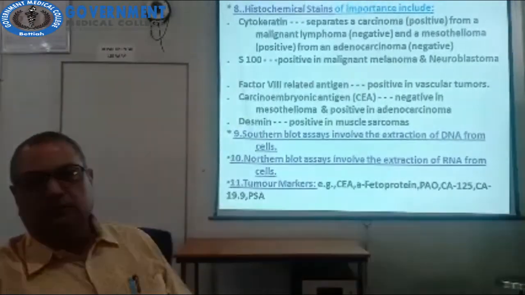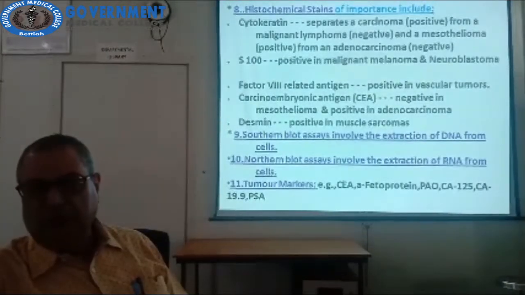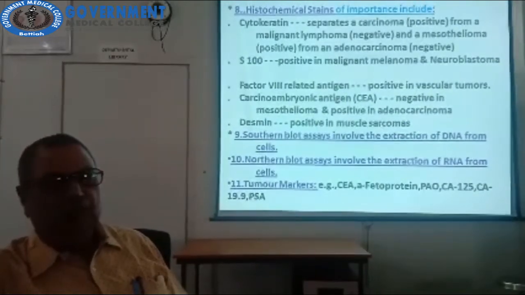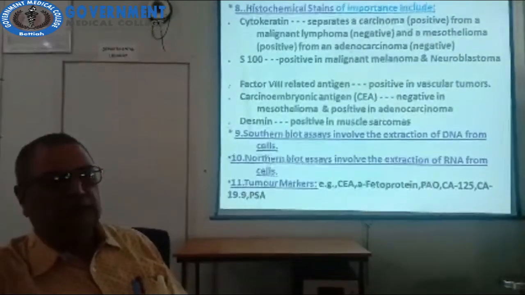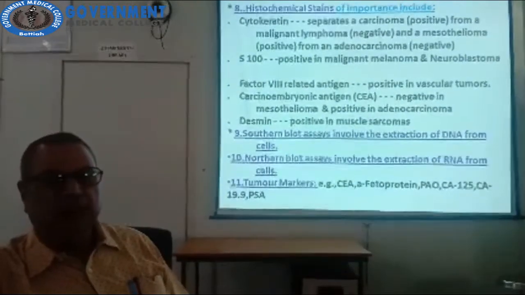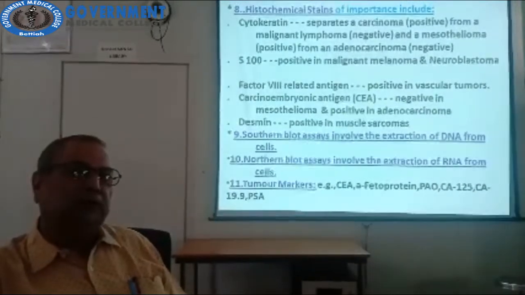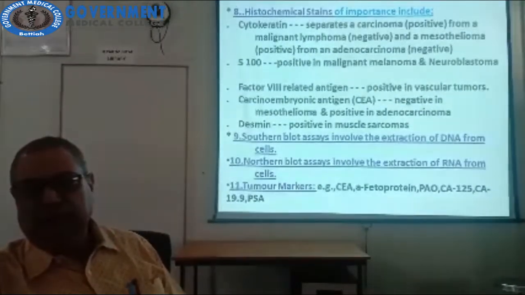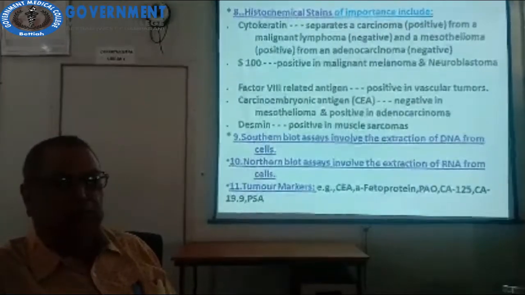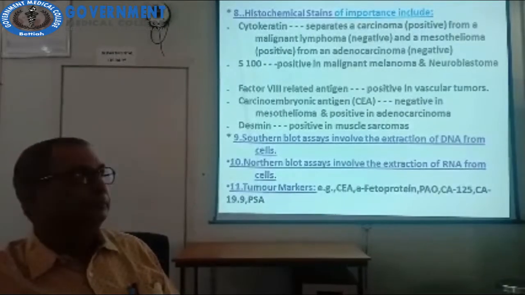Then the Southern blot assay. The Southern blot assay involves extraction of DNA from the cells. The Northern blot assay involves extraction of RNA from the cells, and the tumor markers like carcinoembryonic antigen, alpha-fetoprotein, pancreatic oncofetal antigen POA, then carbohydrate antigens CA125, CA19.9, and prostate specific antigen.